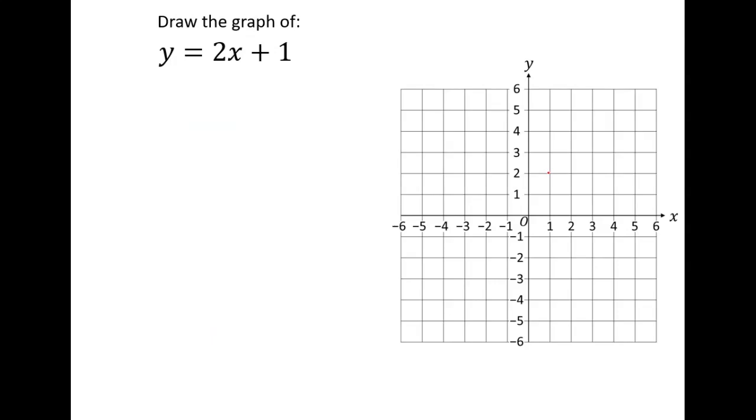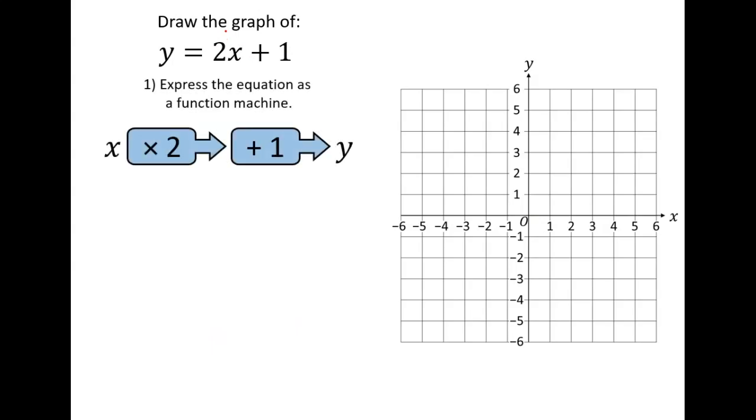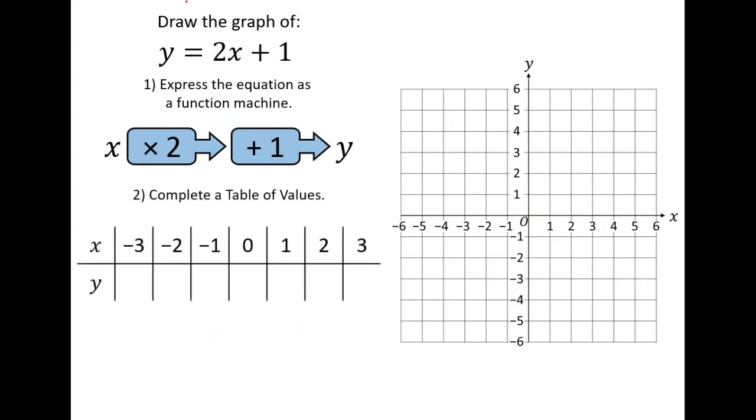Okay, so this question has a couple things happening. It has a 2x being multiplied by 2 and adding 1. So if we express this as a function machine, we take our x, we multiply it by 2 first, then we add 1. So you can think of it just this way. You're going to start with your table of values, and you can think of it as, okay, -3 times 2 is -6 plus 1 is -5.